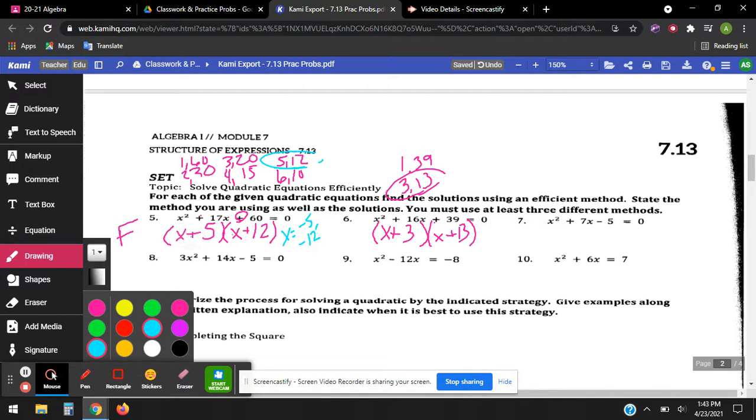Because that's what makes those zeros. So that means x equals -3, -13. Just forgot that. Okay, here.